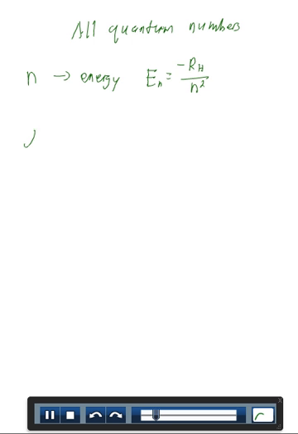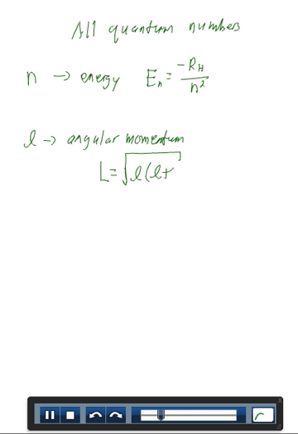The next quantum number that comes in the solution is called the angular momentum quantum number, because it gives us the angular momentum of the electron, and the angular momentum is equal to the square root of l, the quantum number, times l plus 1, all multiplied by h bar. And h bar is equal to h over 2 pi. So h bar appears a lot in quantum mechanics.